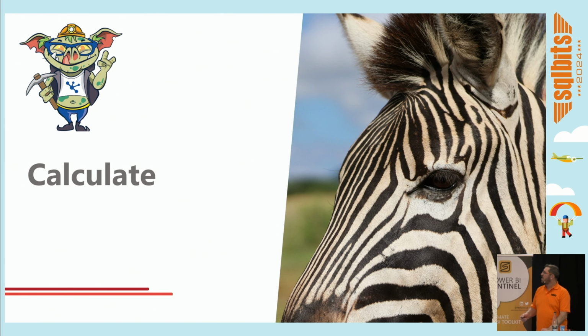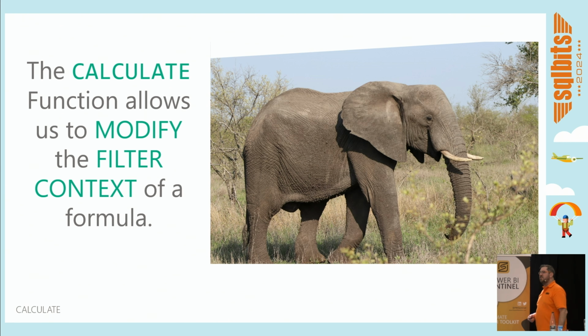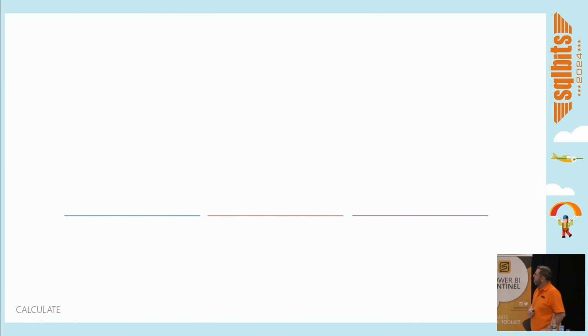Okay. So the CALCULATE function is probably the most powerful thing within DAX, because what the CALCULATE function does is it calculates a measure, and then the only arguments you can pass it are a filter or a modifier, a filter context under which you want this measure to be calculated. Okay, so the CALCULATE function allows us to modify the filter context of a formula.